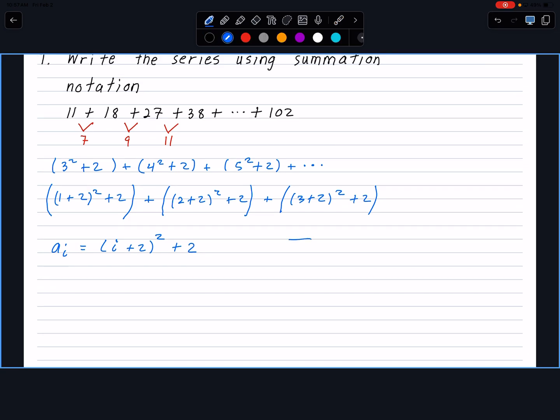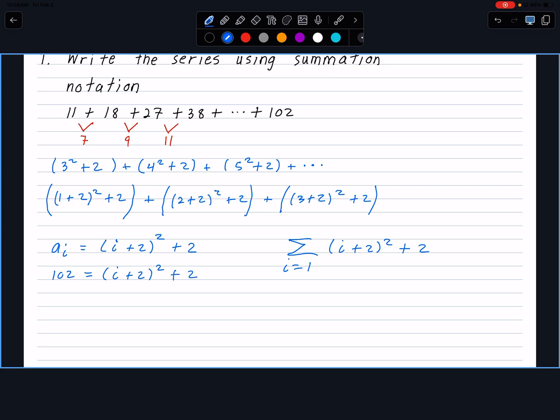So we know that our series in this case, we're going to start at 1. We don't know where we're going to end yet, but our formula is going to be this. Now remember, in order to find that upper bound, we're going to take this formula that we found and sub in 102 for a of i. And then we'll just solve this equation.